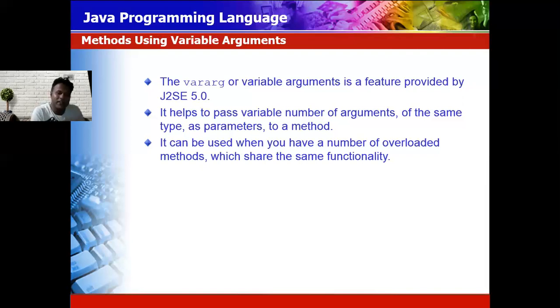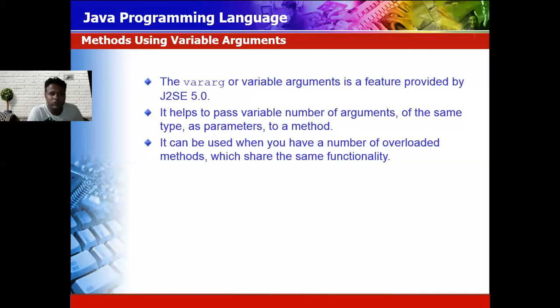The variable argument says that at runtime it will take as many values as you pass to the function. If it is 1, then 1 value is allocated. If you pass 500 values, it takes them too. A variable argument is a feature which takes a variable number of arguments to a function at runtime. It helps to pass a variable number of arguments of the same type. So remember that when you pass values to a function, they have the same type.